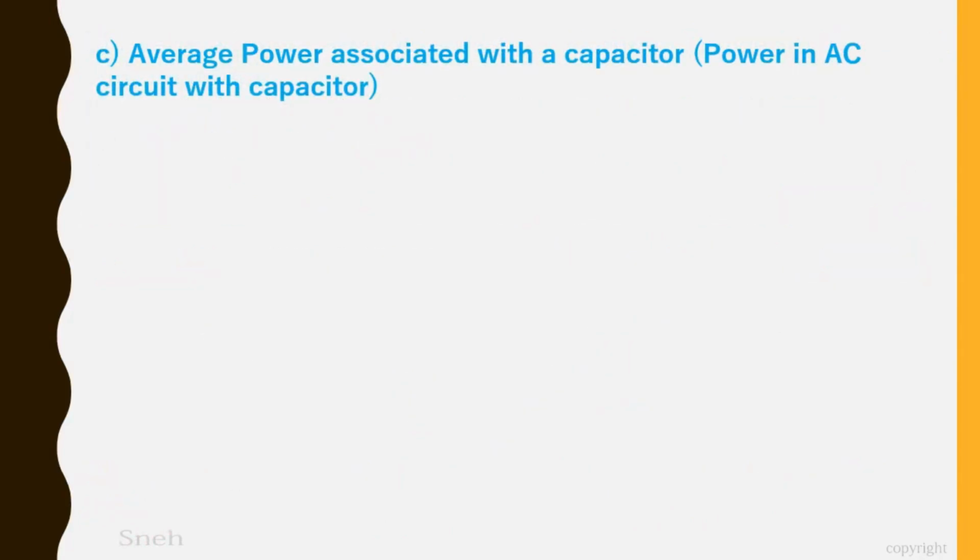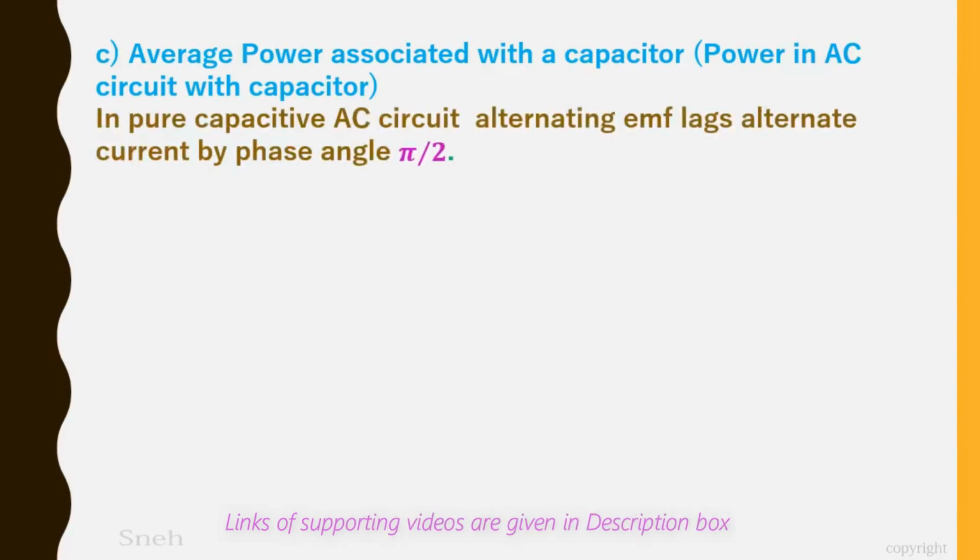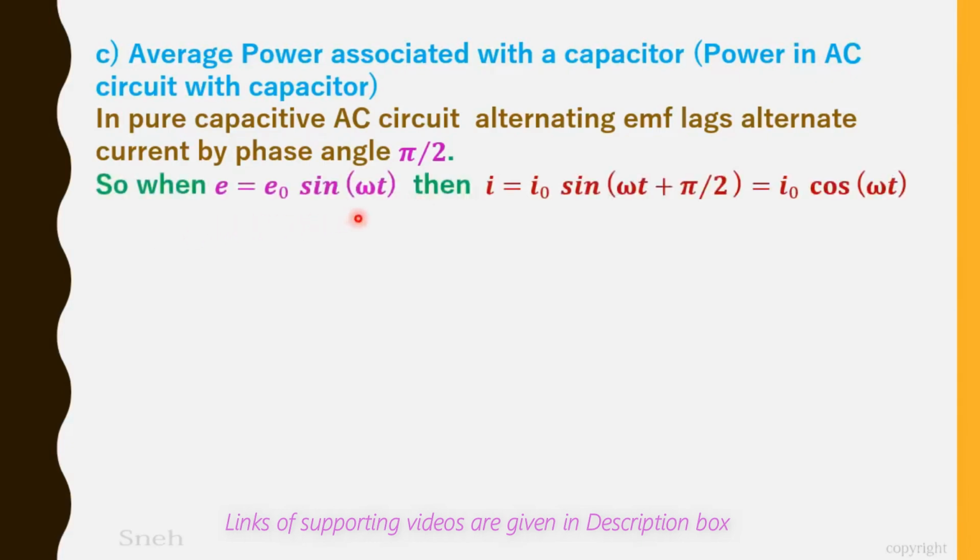Now the average power for the complete cycle for an AC circuit consisting of a pure capacitor. For a pure capacitor we know that alternating EMF lags alternating current by angle pi by 2 radian. Here again I'll write down the equation E is equal to E0 sin omega t, and as current is leading, the plus sign indicates the leading of current, and we write I is equal to I0 sin omega t plus pi by 2, which we can write as I0 cos omega t.